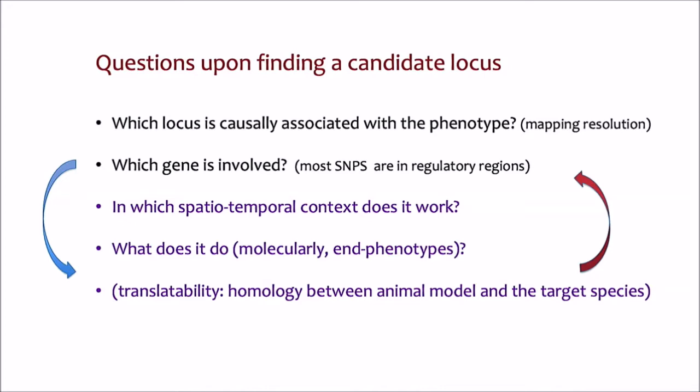You of course have the question which gene is affected. Of course, these variants are practically all in regulatory regions. Then you might want to know in which spatio-temporal context does it work. That's a hard one. What does it do? And of course, if you're looking into different model animals, then you want to know whether you can actually translate that into humans, right?